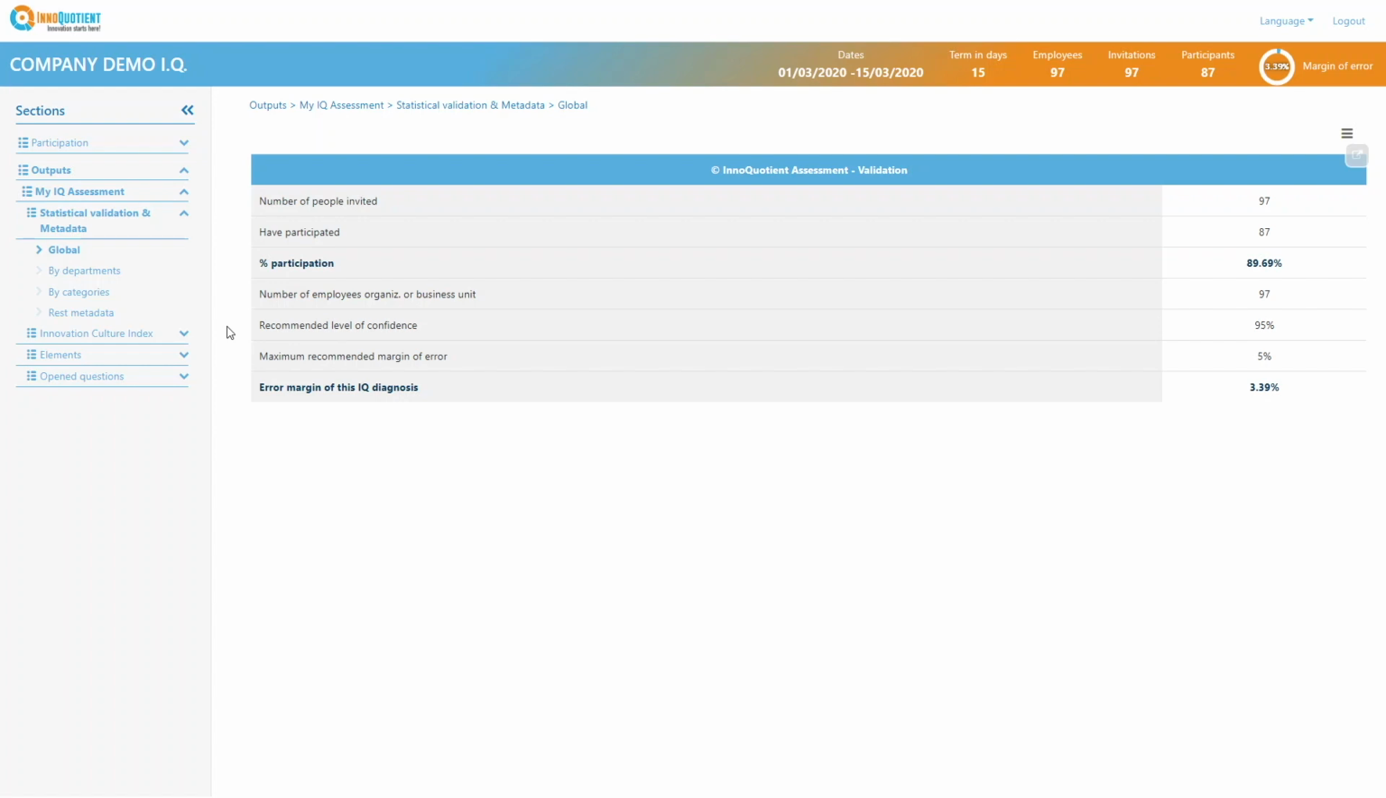In the first place, we can see the percentage of participation obtained for the entire organization in a global box. In this case, our participation has exceeded 89%, calculated versus the number of INVTs. Also, we can see that the margin of error is 3.39%. It is calculated versus the total number of employees of the organization.